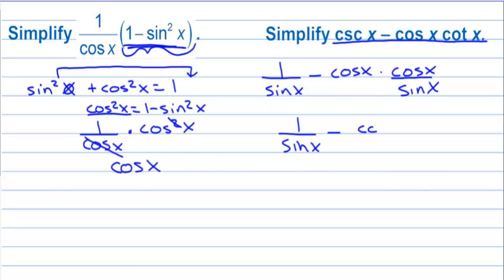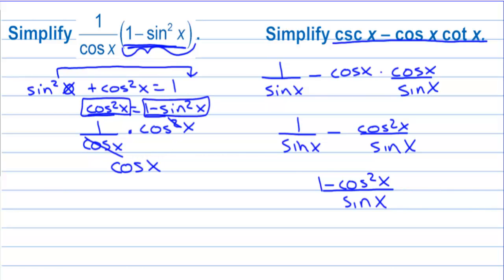We have minus cosine squared x over sine of x. That's a common denominator: 1 minus cosine squared x over sine of x. And just like cosine squared is equal to 1 minus sine squared, we can say 1 minus cosine squared is equal to sine squared. So we have sine squared over sine of x. One of the sines cancels out, and the answer is just sine x.